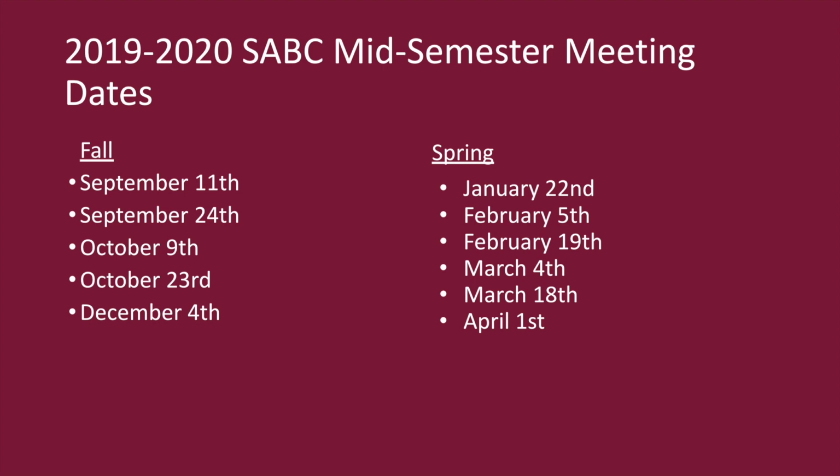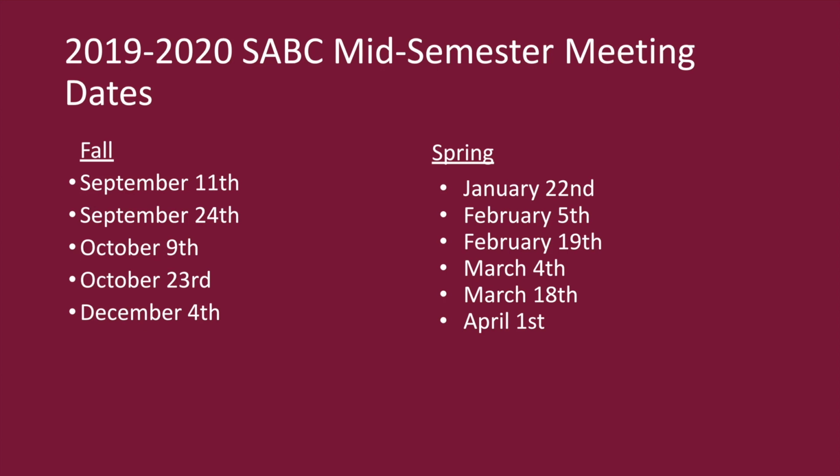SABC committee meeting dates. The SABC will meet on the following dates in the fall semester: September 11th, 12th, October 9th, 23rd, and December 4th. Outside of these dates, appeals cannot be heard. Please note that there is a large gap between October 23rd and the December 4th meeting, so please make sure you get in all appeals and reallocations before that October 23rd date.